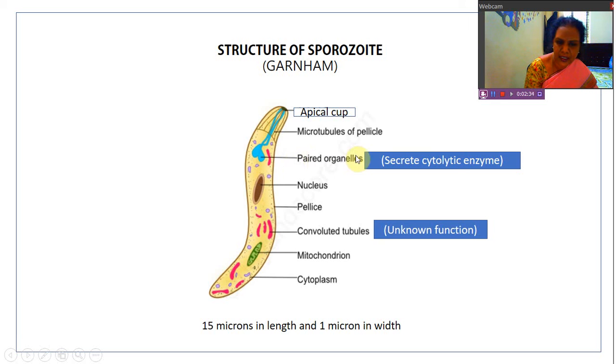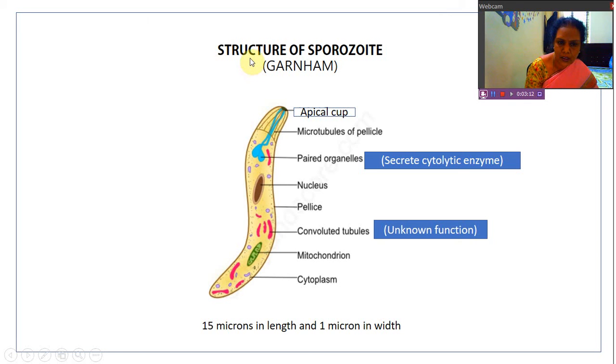Where is the cytolytic enzyme coming from? From the secretory organelles. And there are some convoluted tubules, folded tubules, whose function is not known till now. This is also important. What is the function of convoluted tubules? It is not known till now. And this is the cytoplasm. When we measure it, it is 15 microns in length and 1 micron in width. This is the structure of the sporozoite.